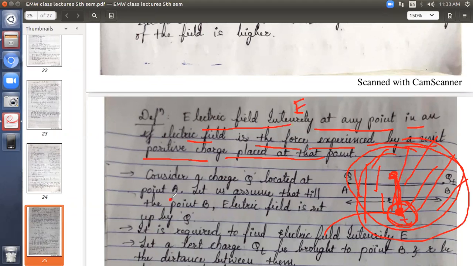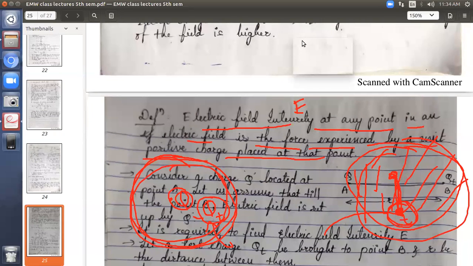If there exists a charge, say Q, a certain field is set up around that Q. If I take one more charge for testing, say Qt, inside that surrounding field, then there exists a certain force. So whatever force this charge will experience due to the presence of the charge Q and its field, we call it electric field intensity. Please try to understand the definition.